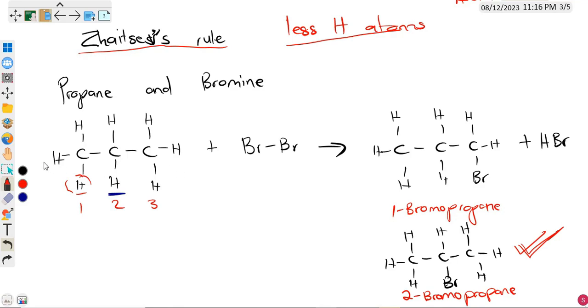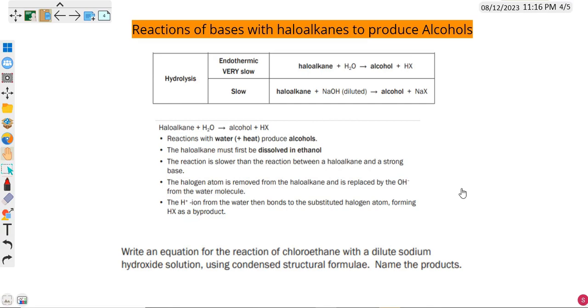Okay. Let us move on. Then we have reactions of bases with haloalkanes to produce alcohols. So now we are producing alcohols. Remember, haloalkanes are saturated compounds. Alcohols are also saturated compounds. So you have this process, hydrolysis, right? It comes in 2 ways. We can either take a haloalkane and add water to produce an alcohol, or we can take a haloalkane and then add a dilute strong base to get an alcohol and that compound there.